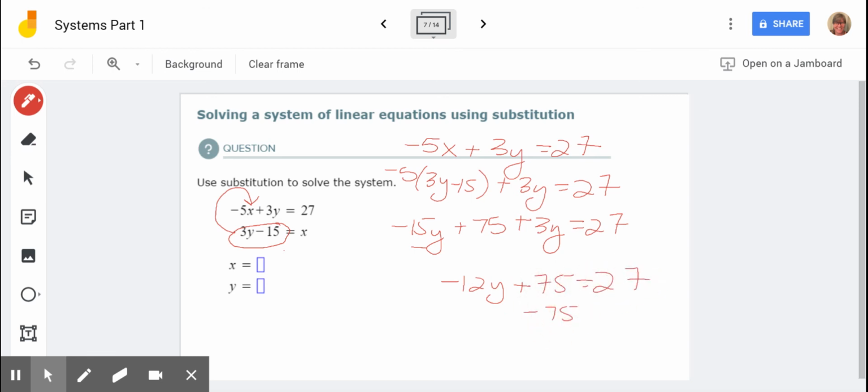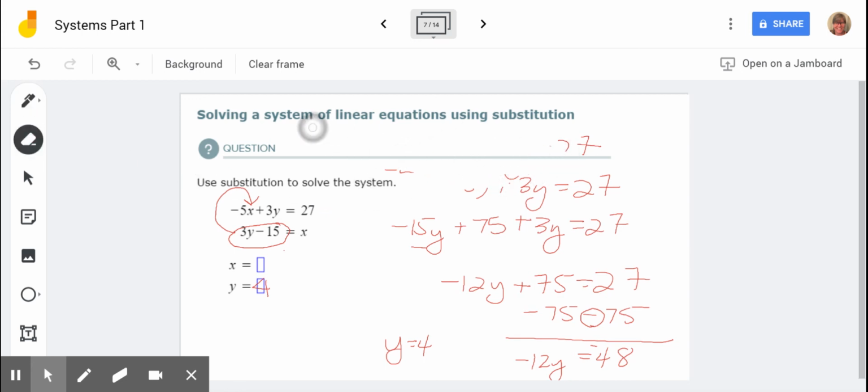Subtract 75 from both sides, and you are going to get 27 minus 75, which is -48, because the 75 is negative. -12y equals -48, so y is equal to 4. Yay! y equals 4. Okay, good. Now we need to find x.